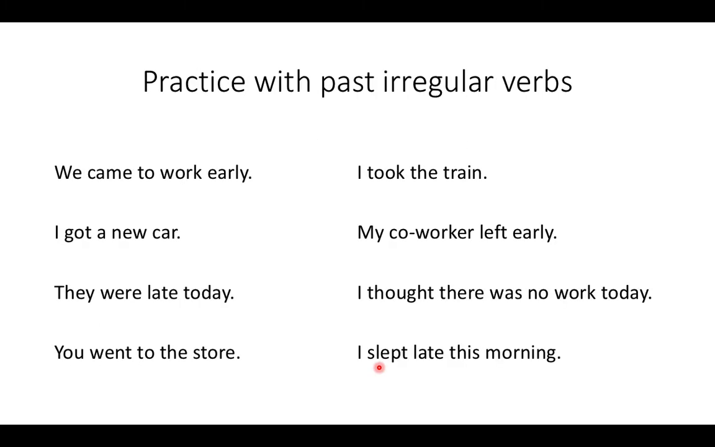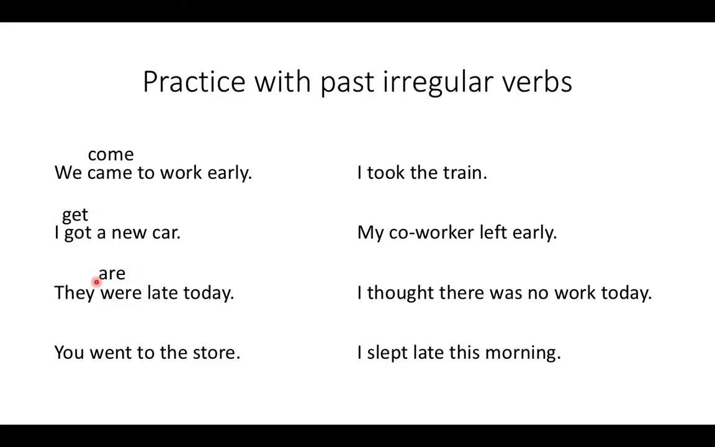So we're going to practice some irregular verbs. The present of came is come. So if we said we came to work early, that just means past. I got a new car. This is the past of get.